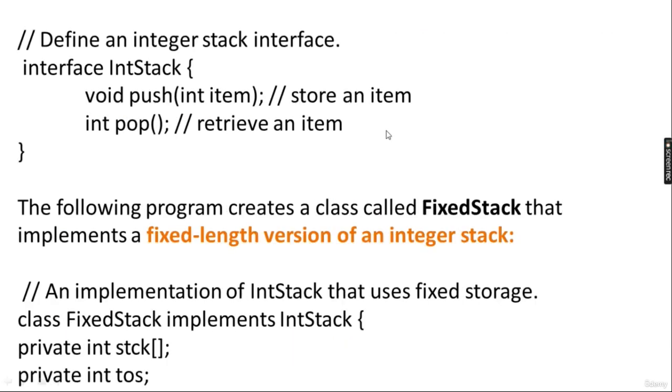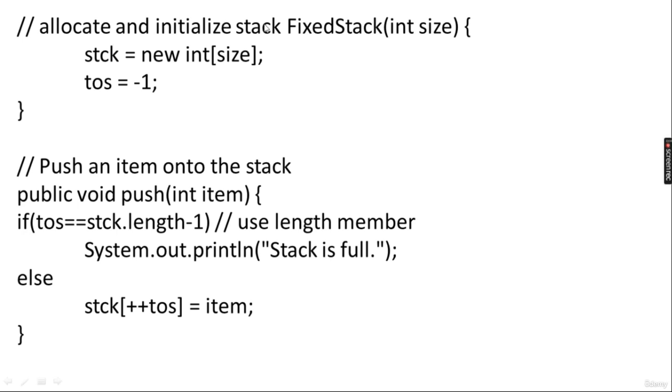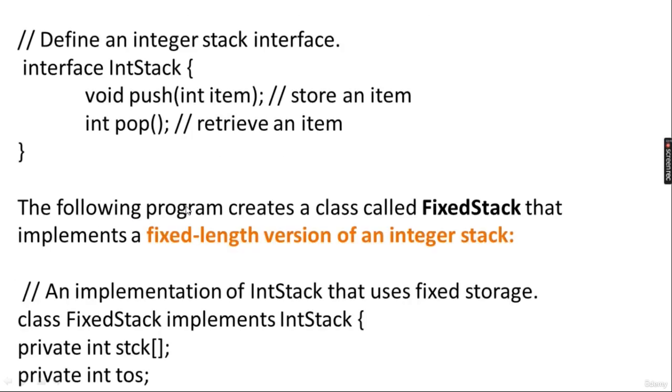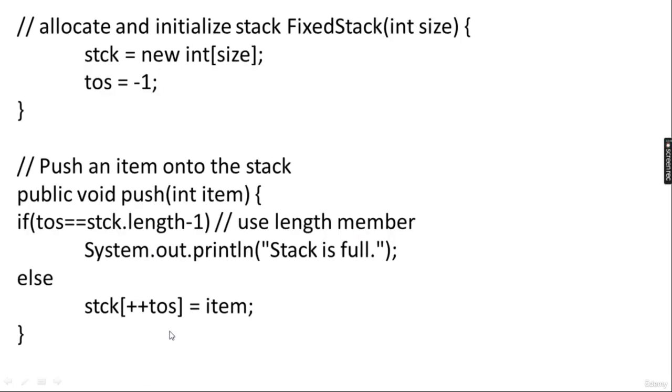Now, interface IntStack, void push, integer item, integer pop. Now, FixedStack implements IntStack. Two variables are private, stack array and top of stack. Then allocate and initialize the stack: FixedStack, integer size, stack is equal to new size, top of stack is equal to -1. Now push an item into the stack. So this is implemented by the class FixedStack.